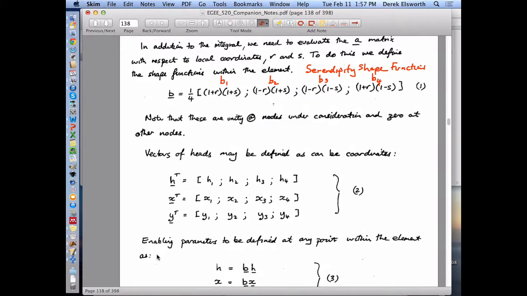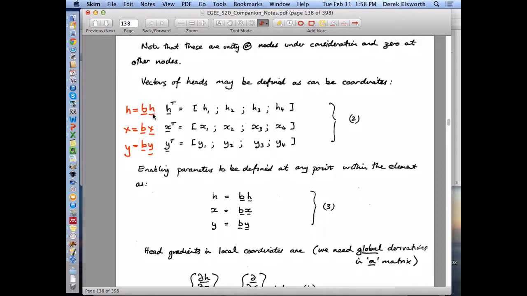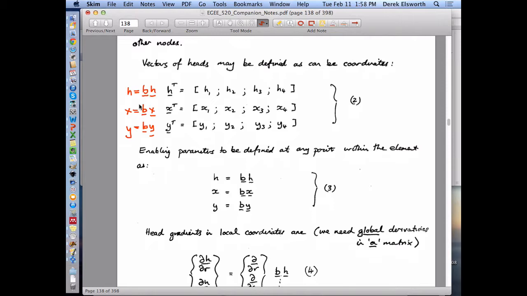So we can use them to do two things. We can use them to calculate the head at any location as a function of the nodal values of heads. We can use them to calculate the x-coordinate at any location as a function of the nodal values of the coordinates. And we can use them to do the same in the y-direction. So this vector here would just be the y-coordinate of node 1, y-coordinate of node 2, y-coordinate of node 3, etc. That's what we use the shape functions to do. We use them to map the dependent variable, but also the geometry of the element. These equations I've just written here are the same ones as equations 3.